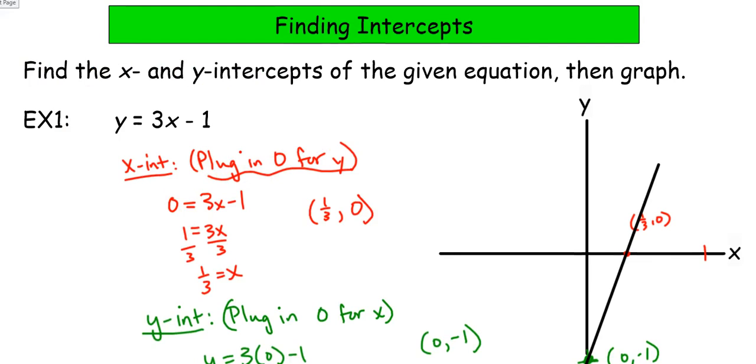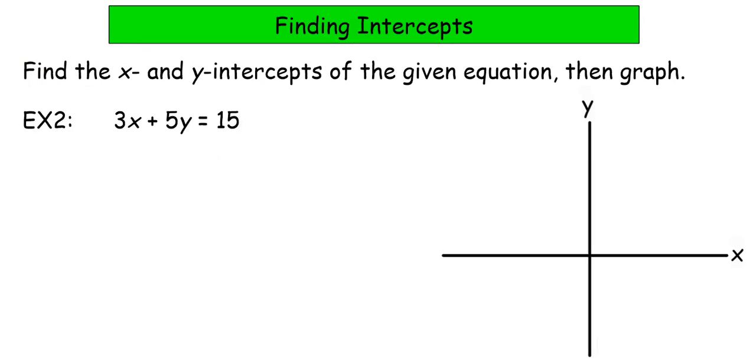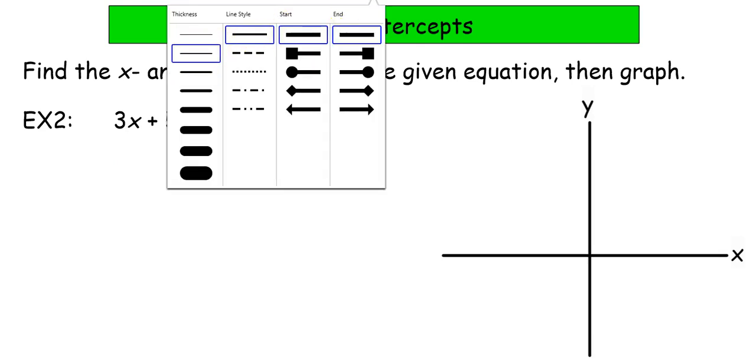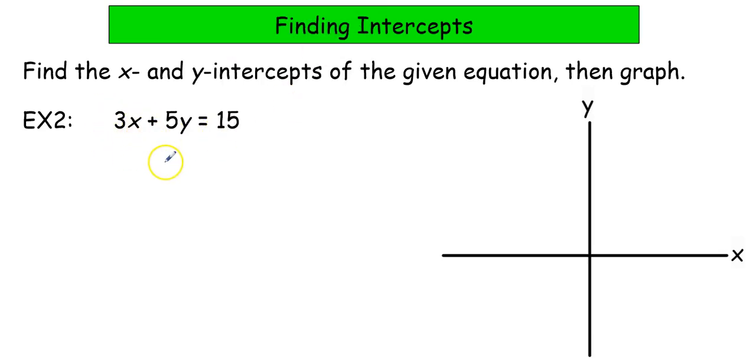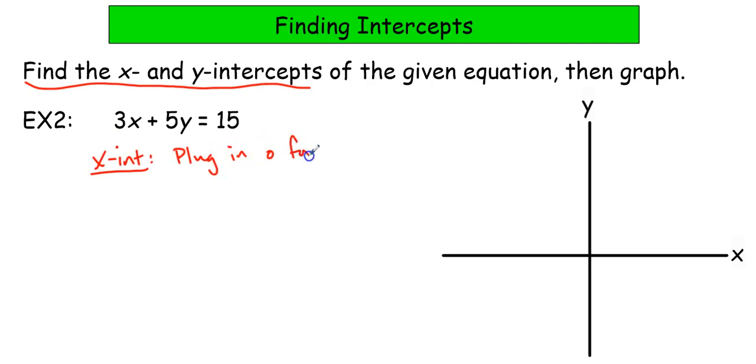All right, a couple more quick examples here, and this is in a different form. So this form is what we call standard form, and you don't need to know the name of it, you just need to know the process here. And again, we're going to try to find the x and y intercepts, so let's go ahead and get started. It doesn't matter what form that thing is in. If I'm finding an x-intercept, I'm plugging in 0 for y. So let's go ahead and do that. Anywhere I see a y, I'm going to plug in a 0.